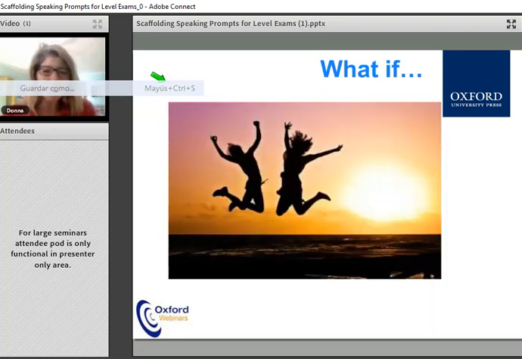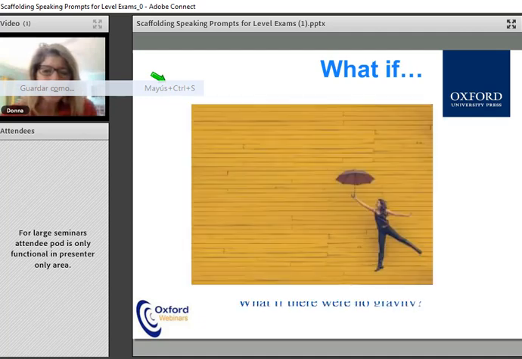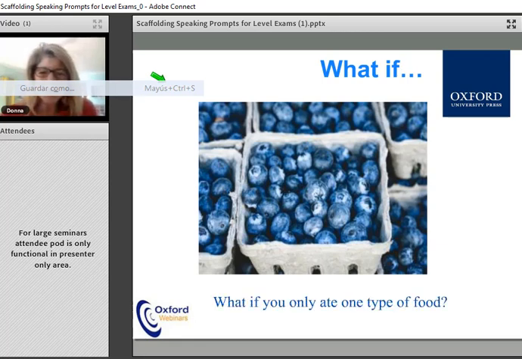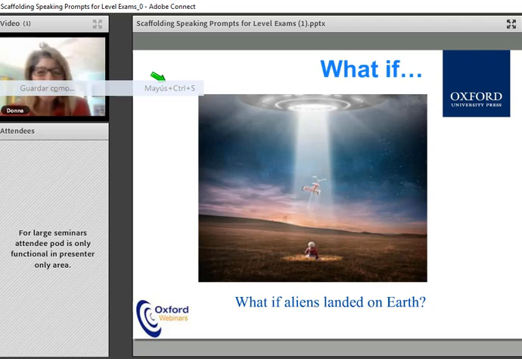Okay, Karim, that's a good one. What do you think this one is? Thank you, Anna. Same thing, just different phrase. And even later, yes, we're going to do this for later levels. What if everyone on Earth jumped at once? What if there was no gravity? What if you fell from the moon? Okay, Jose. What if you ate only one type of food? You could live on holidays. Yeah, it's a nice thought, Rosa. What if aliens landed on Earth?